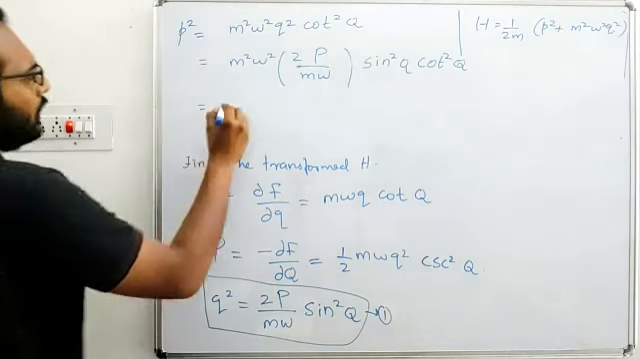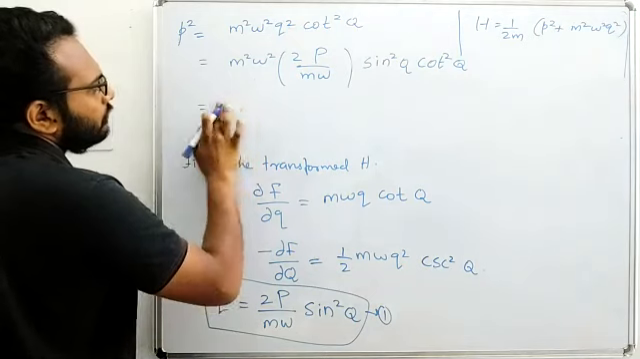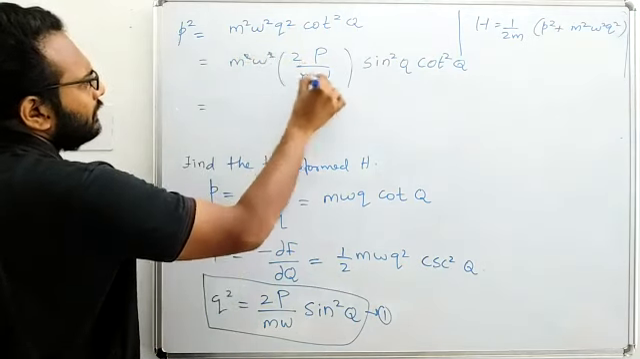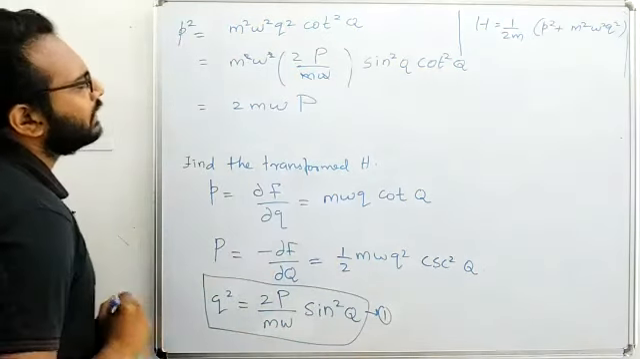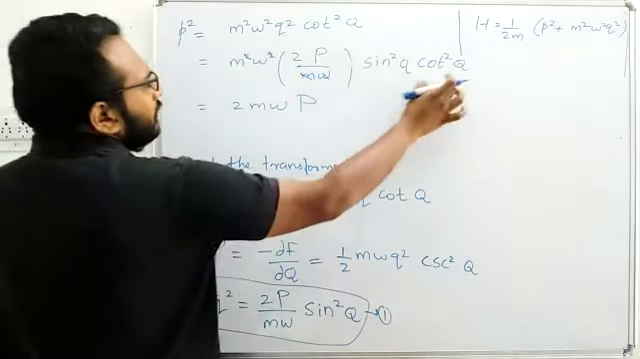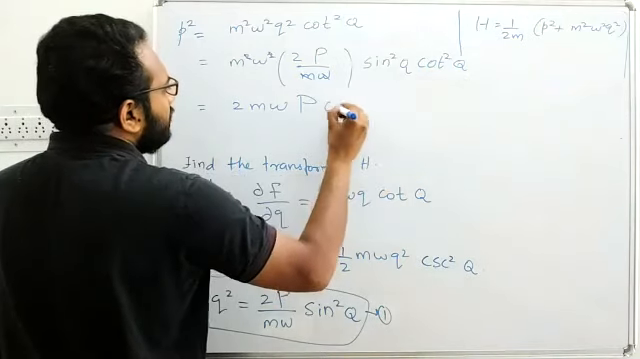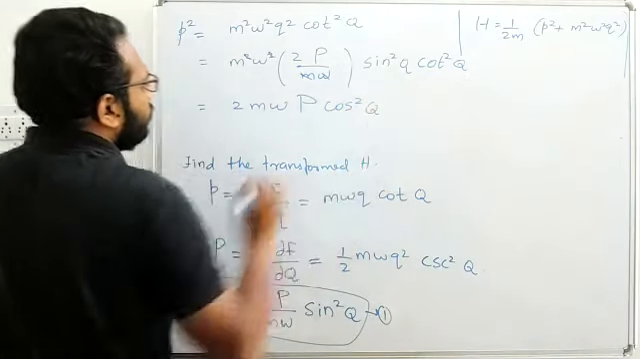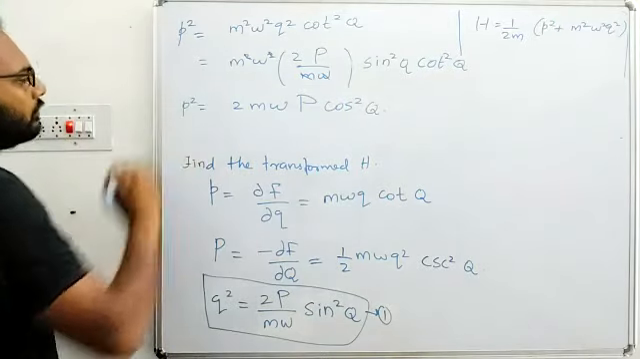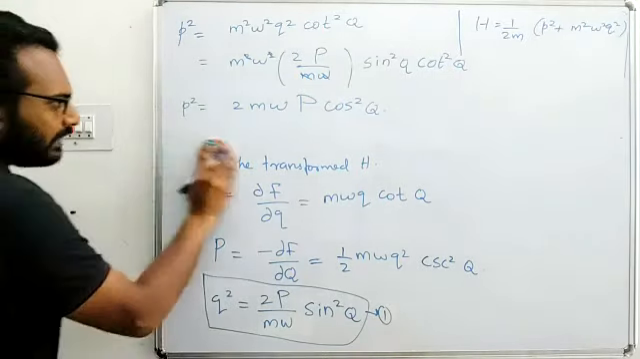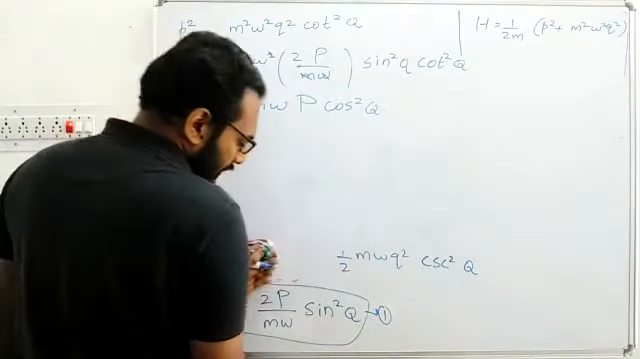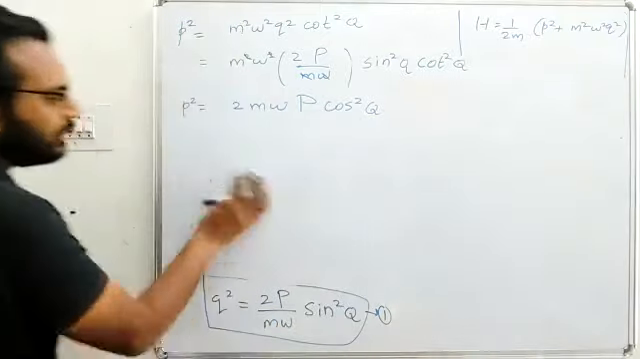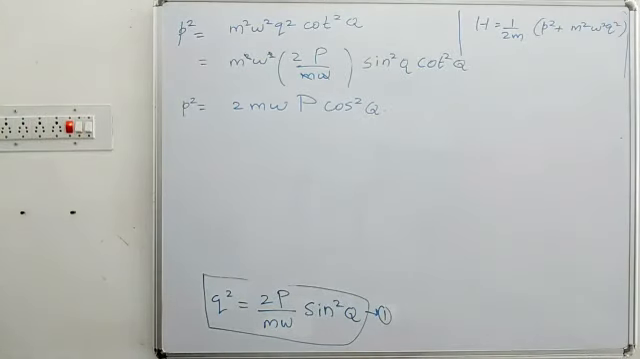So this is equal to, you can cancel these things. 2mωP, all right? Yeah, 2mωP. This is cos squared Q by sine squared, so that becomes cos squared Q, right? Now we have got q squared and p squared. We just substitute it in the Hamiltonian. Now, since the transformation equation does not involve time explicitly, we don't need that ∂F/∂t term.